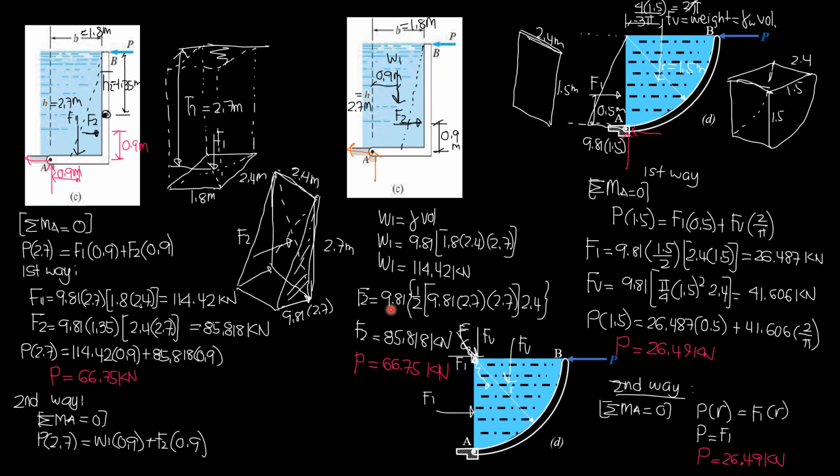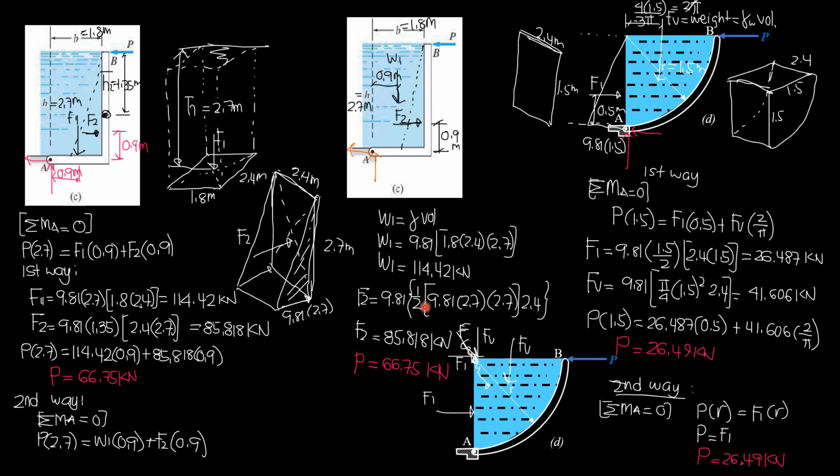Then F2 is equal to the specific weight 9.81 times the volume of the pressure diagram, which is 1/2 times 9.81 times 2.7 times 2.7. So this is the area of the triangle here times the width perpendicular to the screen, 2.4. So F2 is 85.818 kilonewtons, which is the same.